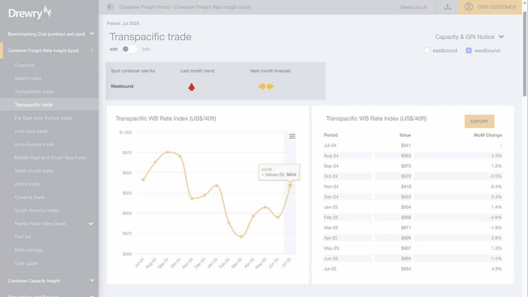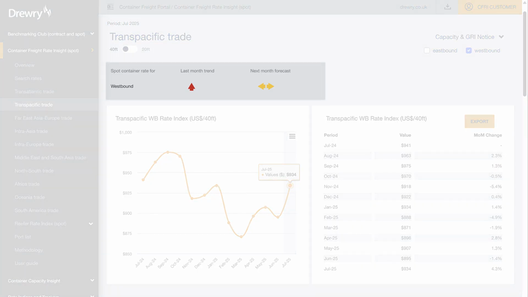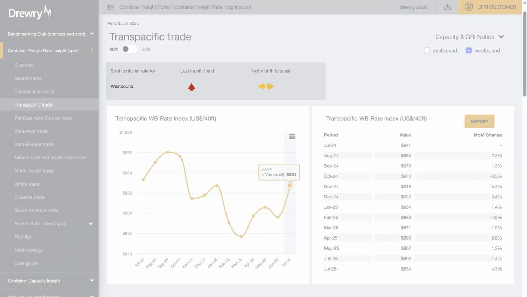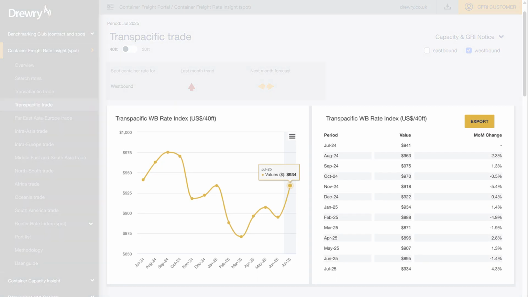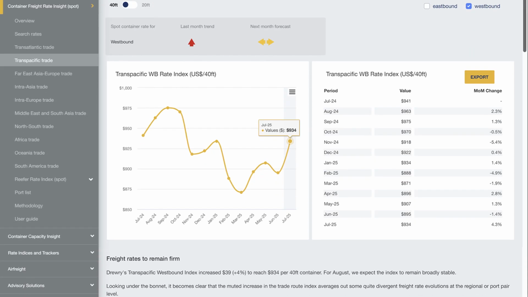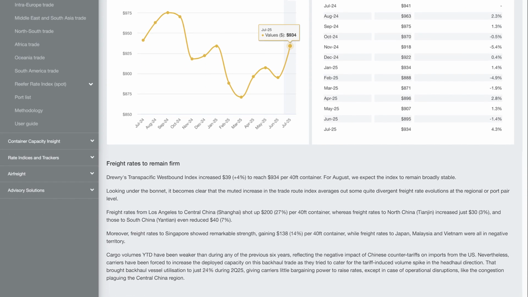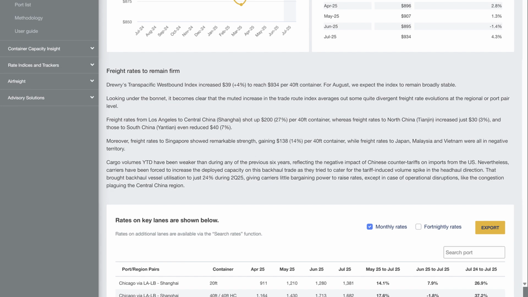At the top of the page we see the direction the market has taken in the last month and expectations for the next. Below this, a chart and table provide 12 months history of freight rate data, and this information is complemented with an in-depth analysis of the trade route, highlighting recent developments and future expectations.